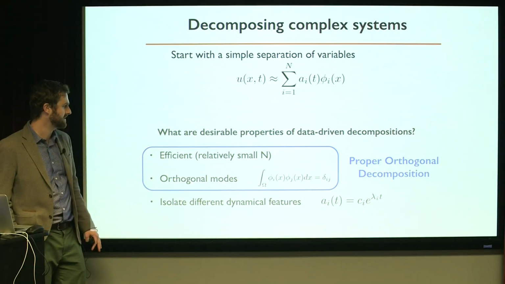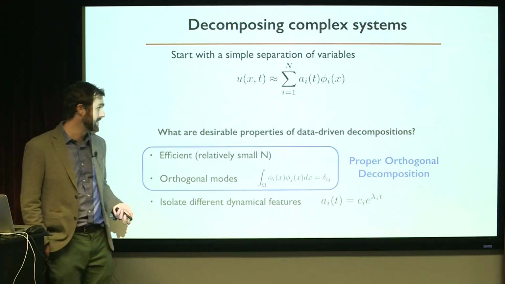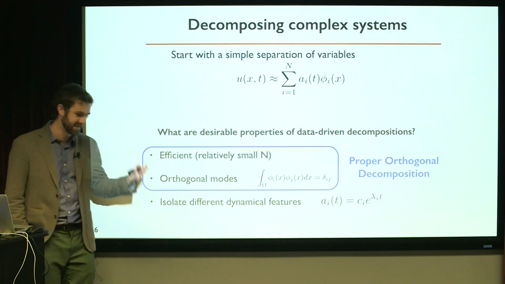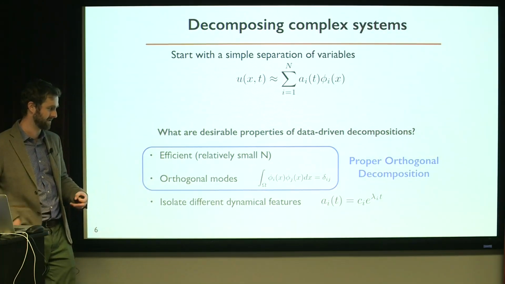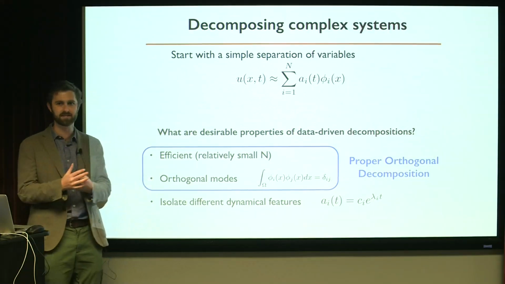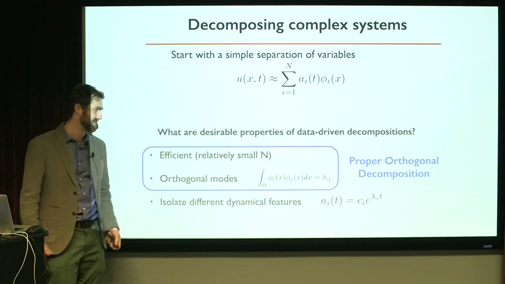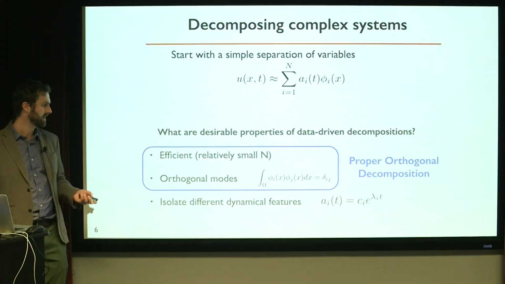It turns out that if we do this, prioritizing these first two points is something that in fluids is called proper orthogonal decomposition, but really it's just taking a singular value decomposition of your data. So very similar to principal component analysis, and it has a bunch of other names in different fields as well.